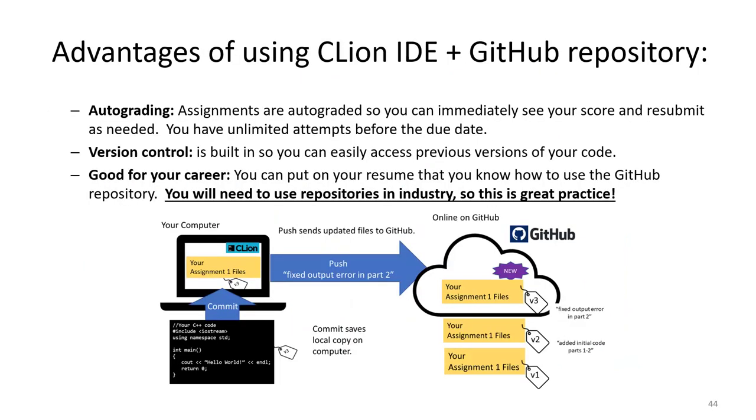So here's the advantages of using this approach. First, by using GitHub, I've set up the assignments such that they're auto-graded. So you can immediately see your score, and you have unlimited attempts to resubmit your assignment until you get the score you want. So you have unlimited attempts before the due date.